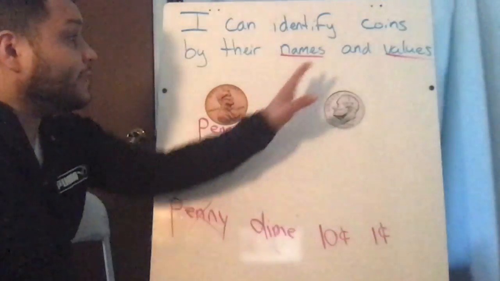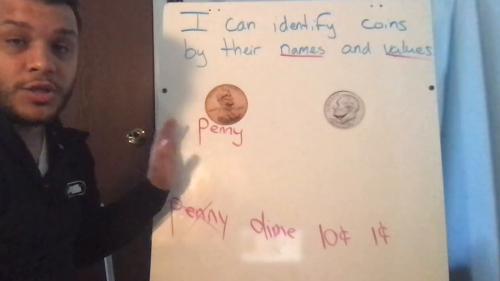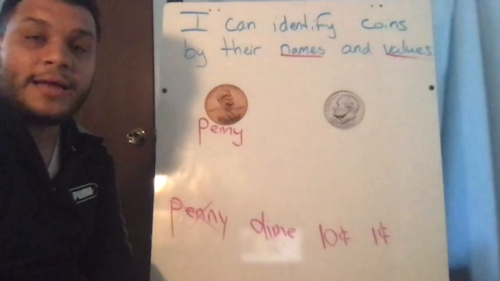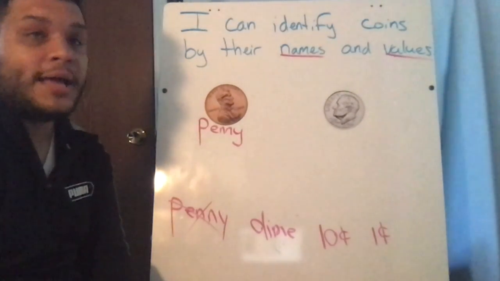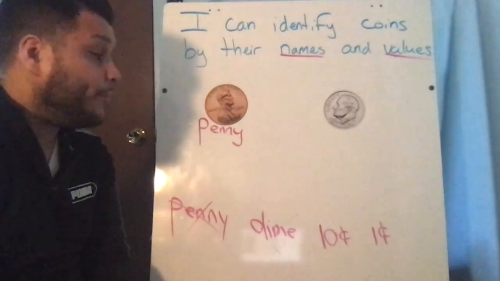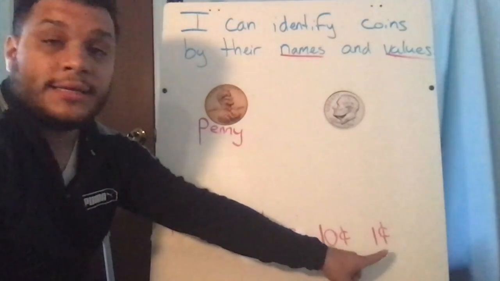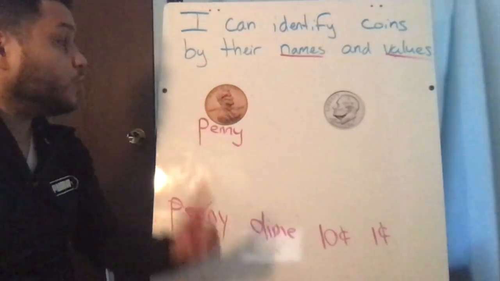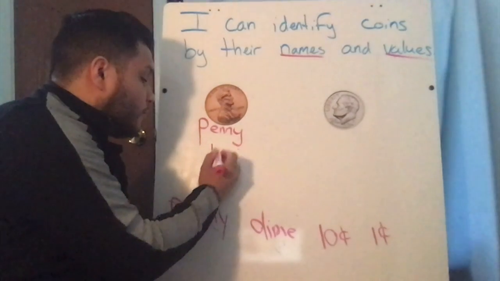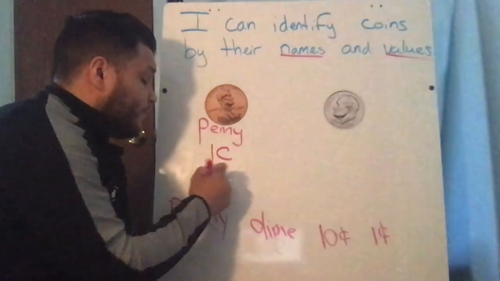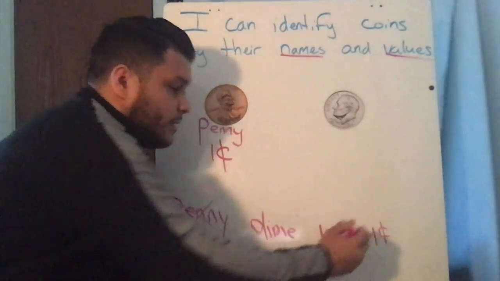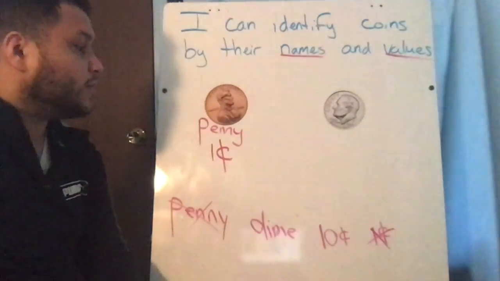Now, I want to identify this coin, and I could use its name because I've identified the name. I want to identify this penny by its value. So how much is a penny worth? Yes, a penny is worth 1 cent. So I'm going to put the 1, and then remember our special sign for the cent. It's a C with a line through it. And I'll put an X down here because I finished it.